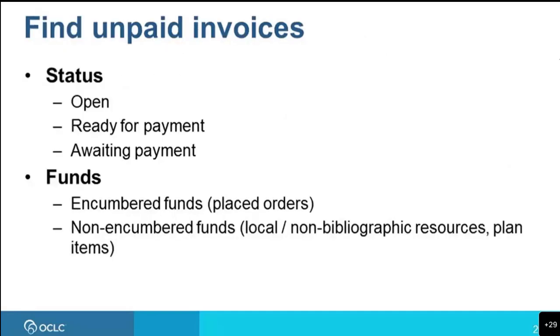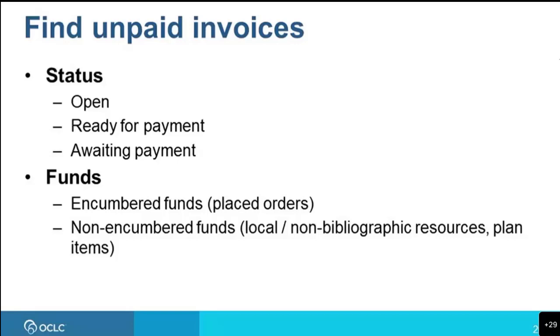So first, define unpaid invoices. Unpaid invoices will have the status of open, ready for payment, or awaiting payment. The amounts on these invoices may be encumbered amounts if they're from orders that have been placed, or they may be non-encumbered amounts that have been added directly to an invoice for local or non-bibliographic resources or plan items that you may have added to an invoice. Fund amounts for plan items are not encumbered.